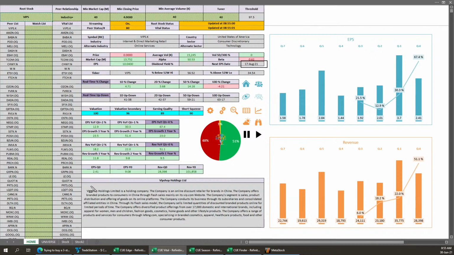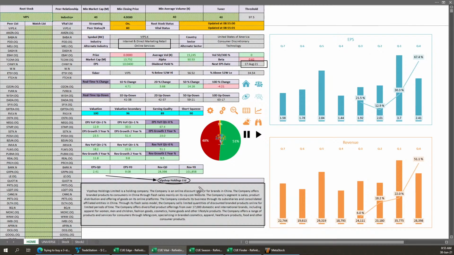It's in fact VIPShop, you may know. It's a Chinese internet and direct marketing retail company. Their main business may be in China, not in the USA. So even if the USA market comes down, this stock may go up based on how the China market is doing.